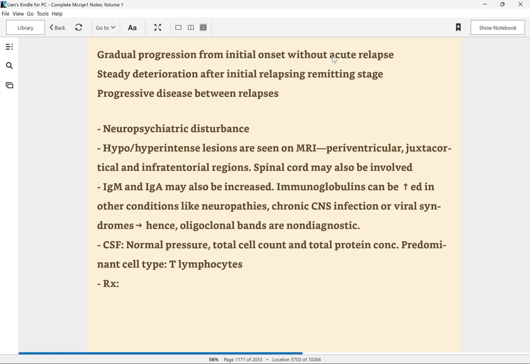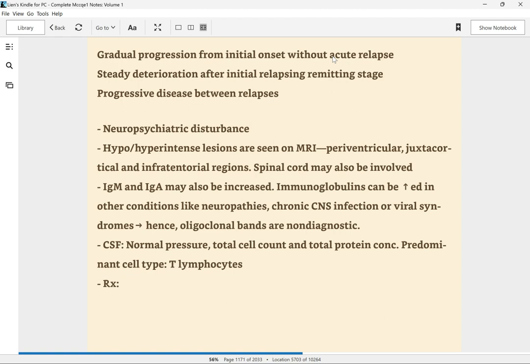Gradual progression from initial onset without acute relapse. Steady deterioration after initial relapsing-remitting stage. Progressive disease between relapses. Neuropsychiatric disturbance. Hypo/hyperintense lesions are seen on MRI in the periventricular, juxtacortical, and infratentorial regions. The spinal cord may also be involved.